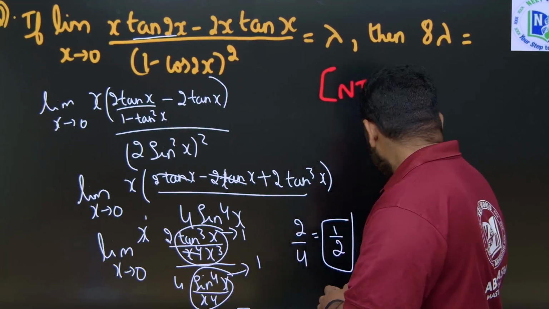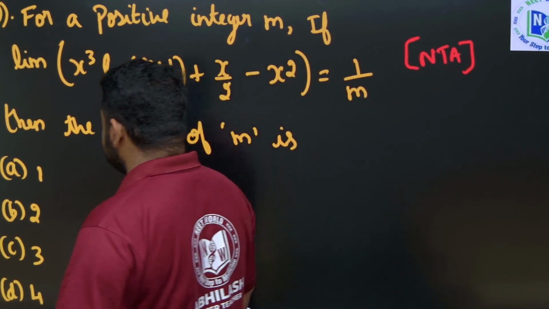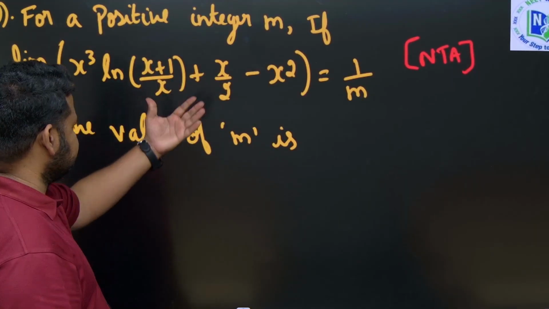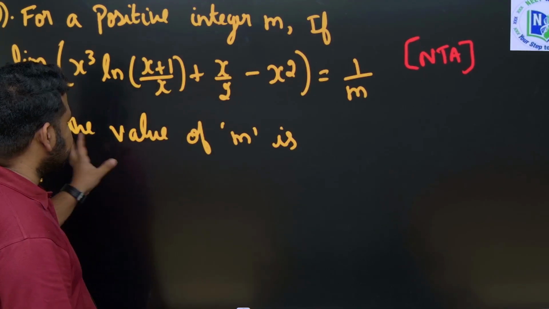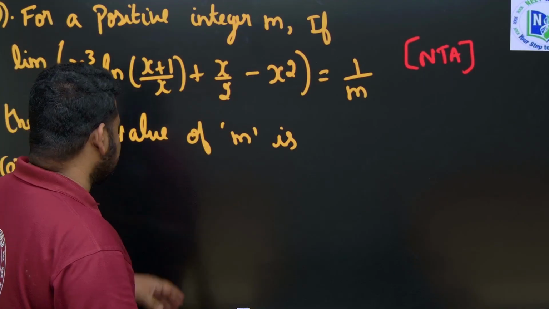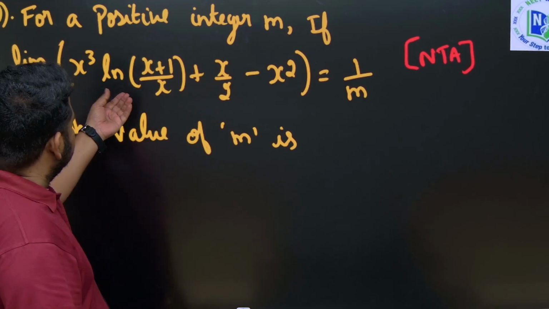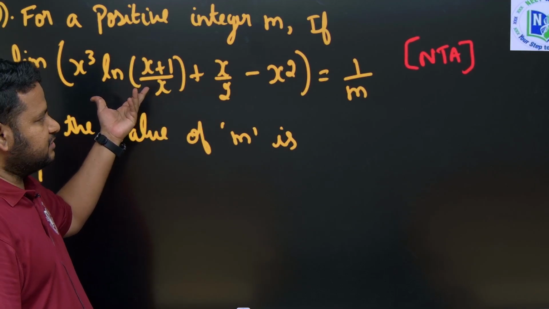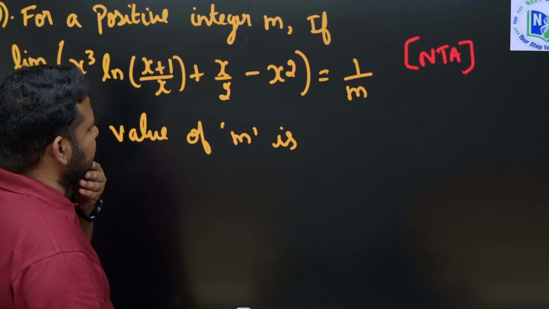Okay, now let us move to the next question. Look at this. For a positive integer m, if the limit of this thing is given as equal to 1 by m, this is also an NTA question. They are asking then the value of m is equal to what? For such things, either you can use the expansion of ln and solve, otherwise let us use some other method to get the value of m.